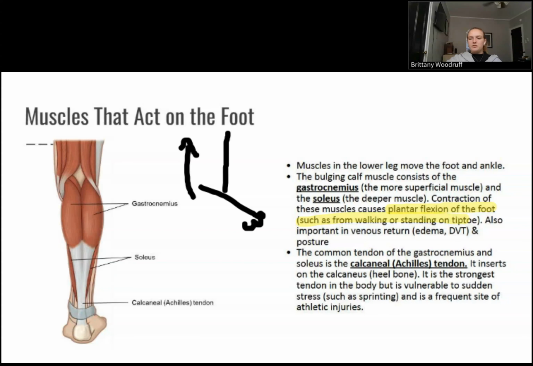The reason why we want you guys to be familiar with them is they're really important when we talk about venous return. So edema and DVT, deep vein thrombosis, which we'll talk about later.